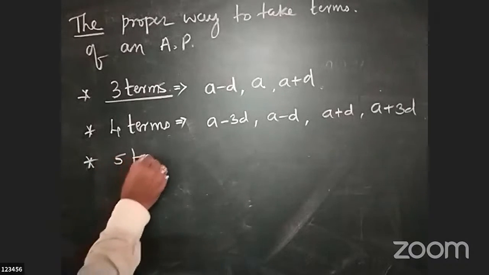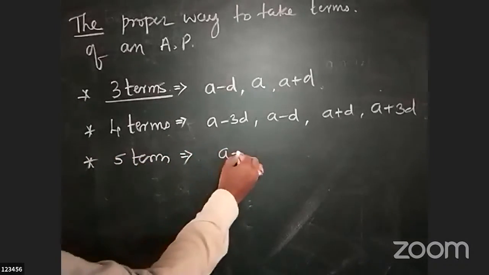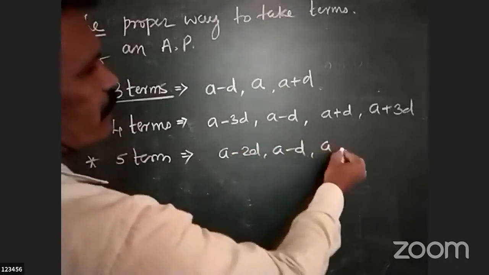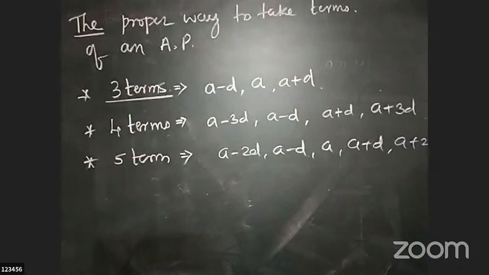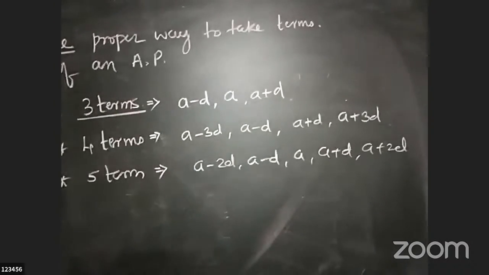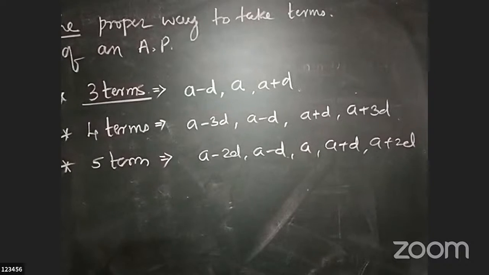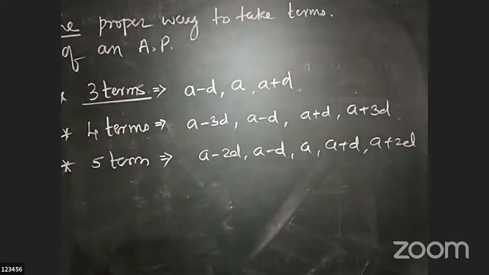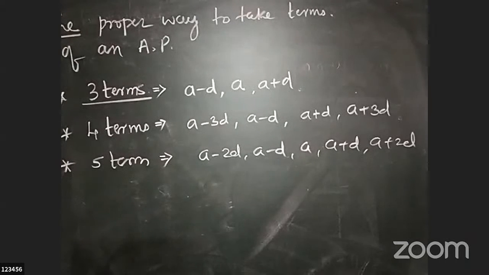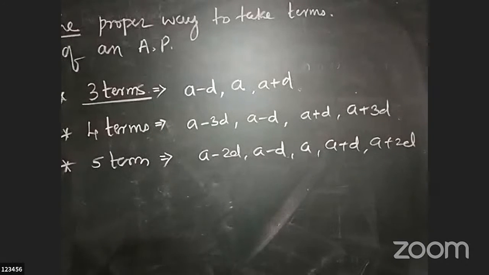If 5 terms are given, we are going as usual: A minus 2D, A minus D, A, A plus D, A plus 2D. Three terms, 4 terms, 5 terms. If 6 terms are given, again we are going through this method. So whenever even terms are given, we are skipping one. It is not going to be much longer. 3 terms, 4 terms, 5 terms, within this only he will give.